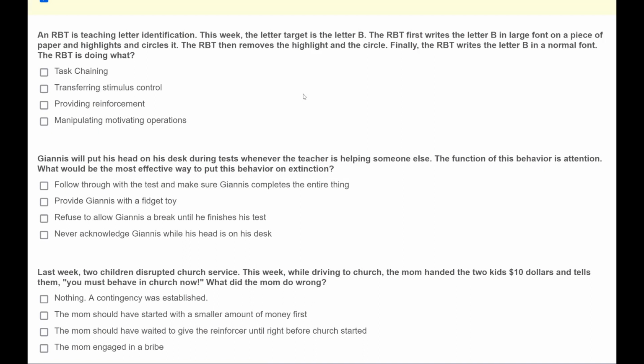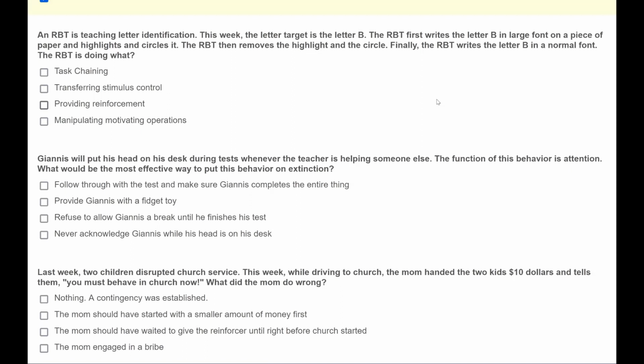What we're trying to do is change what evokes the correct behavior. So in the first instance, the correct behavior is evoked by a large letter B highlighted and circled. When we remove the highlight and the circle, the behavior is now evoked by just the large letter B. When we make the letter B normal font, the behavior is now evoked by the regular letter B. So by fading the prompt, we've started to transfer stimulus control.